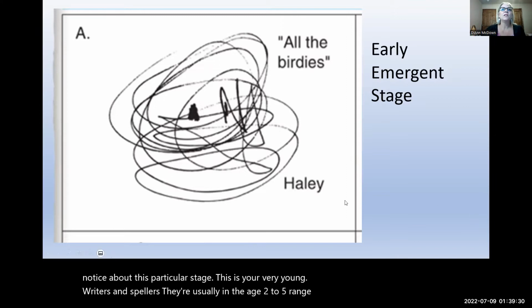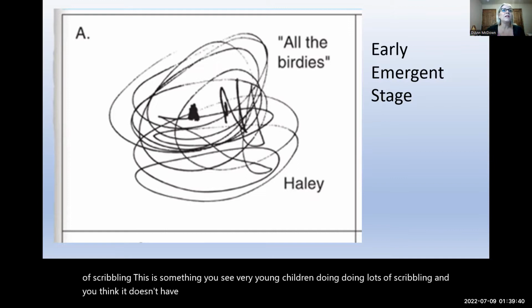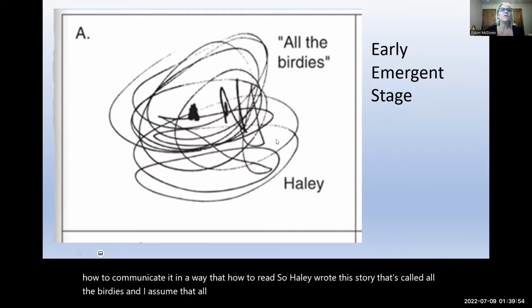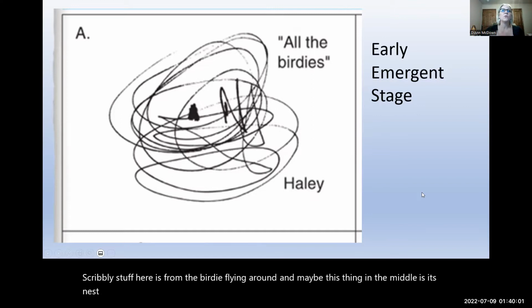And it's very typical just to see lots of scribbling. This is something you see very young children doing, lots of scribbling, and you think it doesn't have meaning, but it does. It has meaning to them. They just don't know how to communicate it in a way that you know how to read. So Haley wrote this story that's called All the Birdies. And I assume that all this scribbly stuff here is from the birdie flying around. And maybe this thing in the middle is its nest, or maybe it's the bird flying. I don't really know. But that's what Haley said it was.